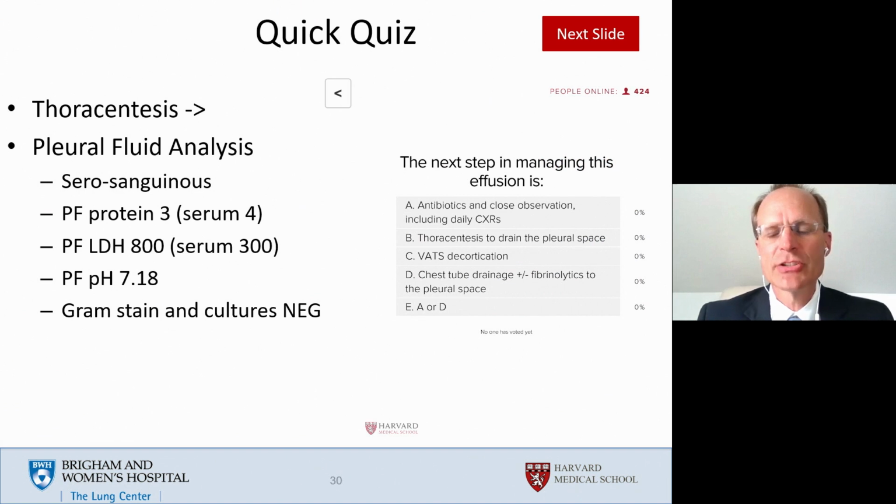The next step in managing this effusion is antibiotics and close observation, thoracentesis to drain the pleural space, VATS decortication, chest tube drainage with or without fibrinolytics to the pleural space, A or D.